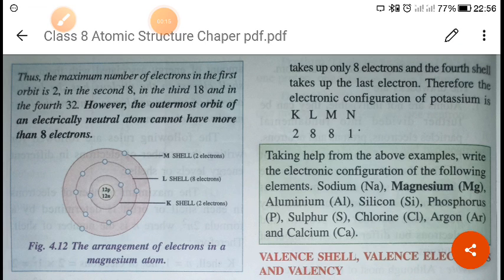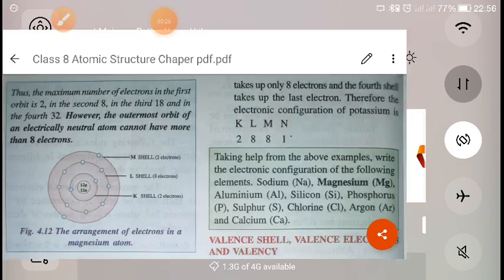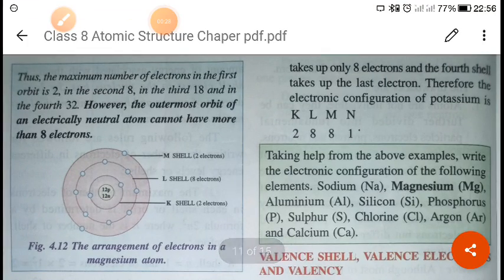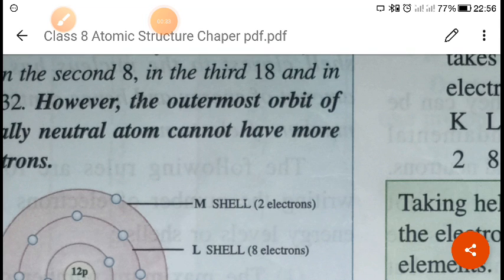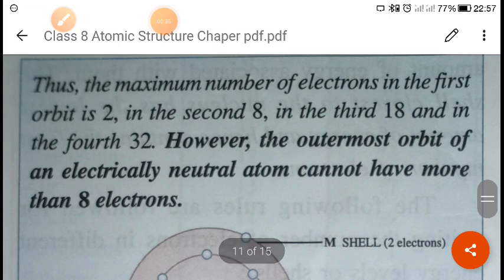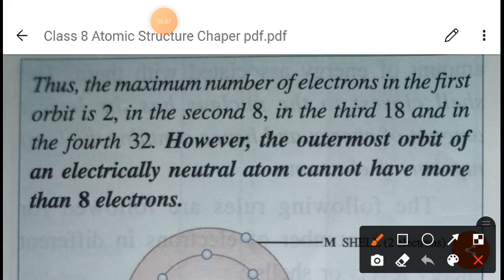In the last class we have discussed the arrangement of electrons around the nucleus of an atom, right? So now today we will discuss the octet rule. If you have seen the previous lecture, you have seen that the maximum number of electrons in the first orbit is 2, and in the second orbit is 8. The third shell is 18 and the fourth shell is 32, right? This one we have seen.